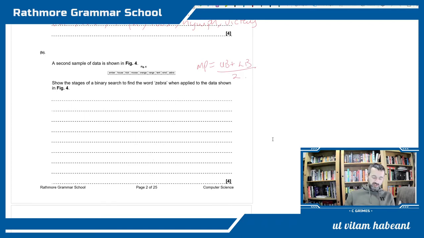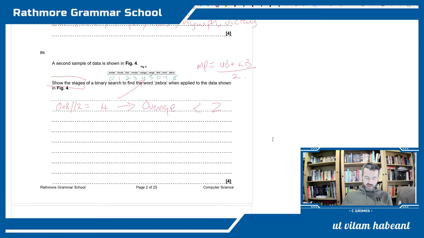So to start this, I would number the elements in the array. We've got 9 elements in the array, and the first operation, again it says show the stages, so the first stage is going to be 0 plus 8, floor divided by 2, equals 4, and at element 4, I can see that it's orange. So the first operation would return orange, and we know that orange is less than zebra.